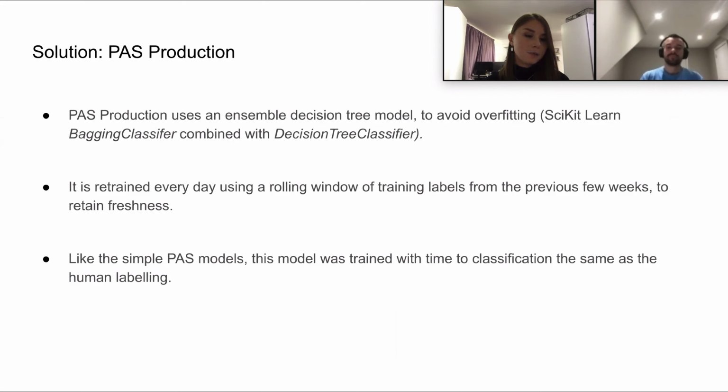Like the earlier simple pass models, this model was trained with time to classification the same as human labelling. The goal of pass production was to make a more accurate and reliable model rather than a faster one. A quick pass could be developed in the same way as described before, by trimming the feature set and training the model with a shorter delay post-clearing.